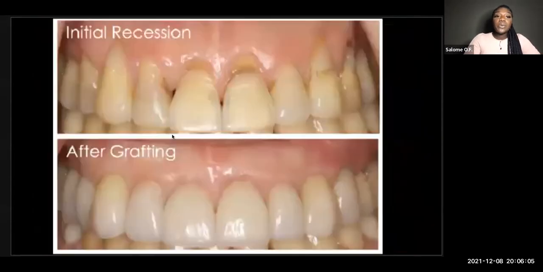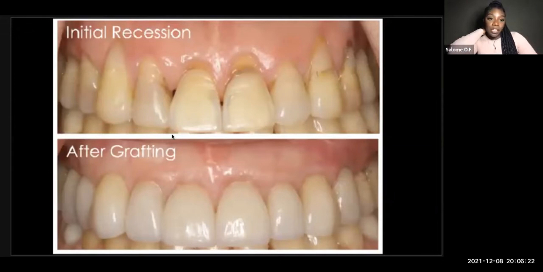How this procedure works is that we get tissue from the roof of your mouth, and then we put it over the gums, and we suture or close it together. I did not want to include pictures of that because sometimes the blood and all that makes people feel uncomfortable, so I did not want to show that.